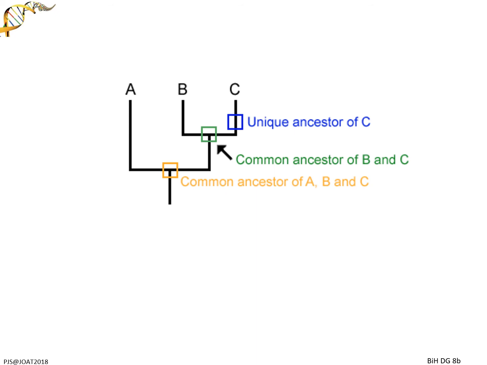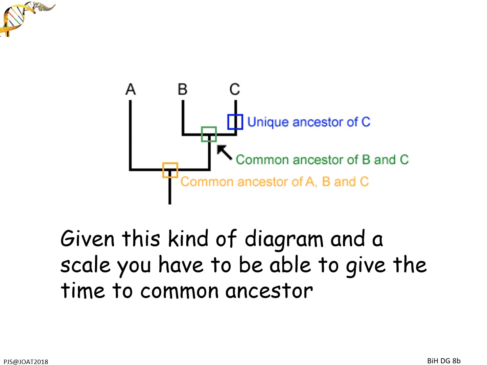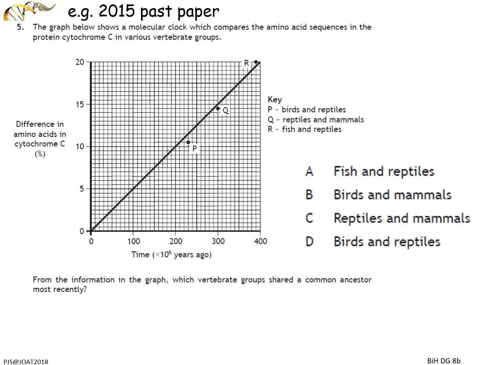This is another way you're commonly shown it, and this is the type of diagram you're most likely to be given and the scale that you're going to have to work with to go back to a common ancestor. The scale will be shown at the side here, and it will be working back the way, and it will be done, again, in millions of years ago. So to show a couple of real questions.